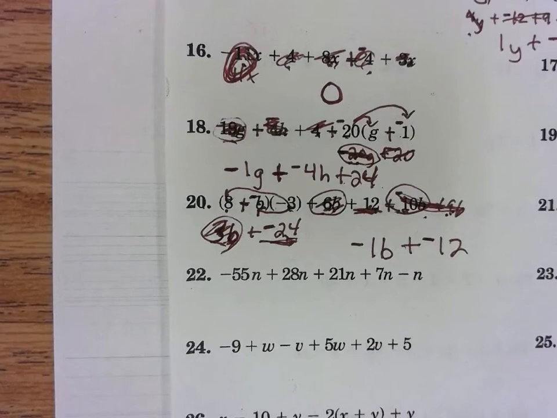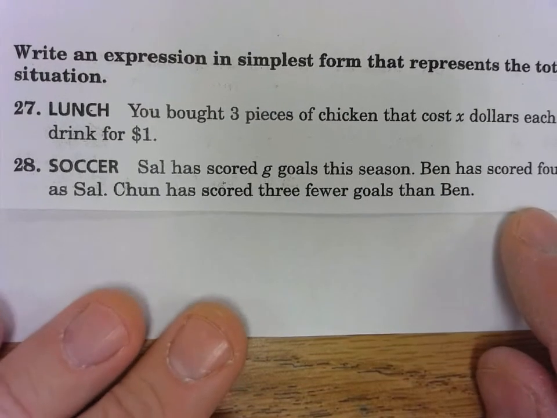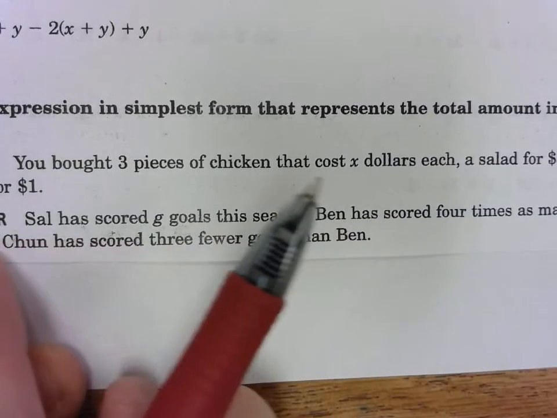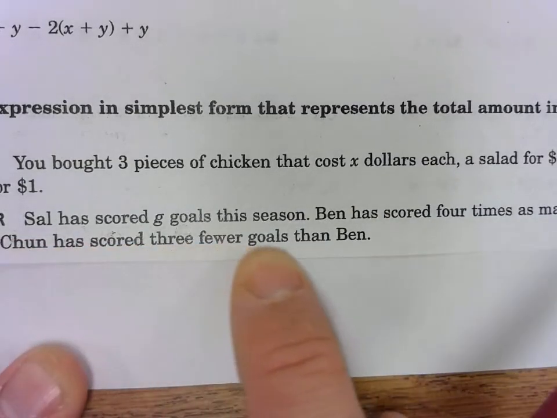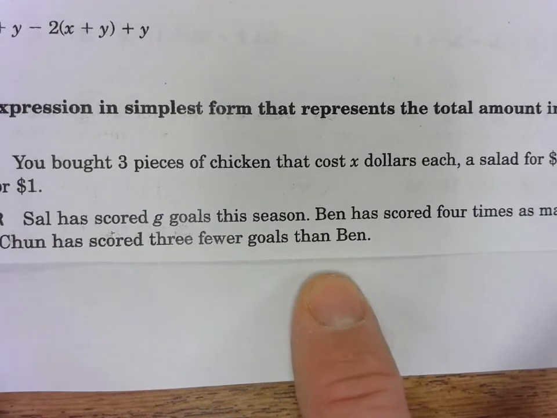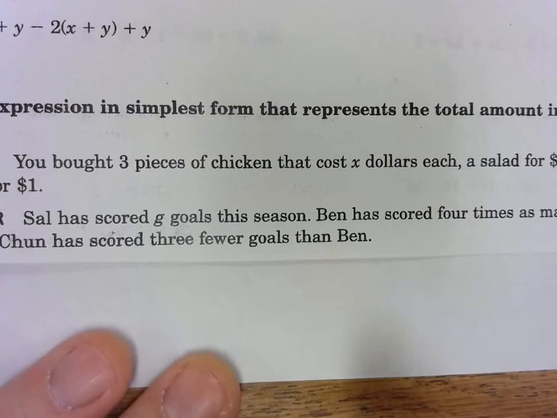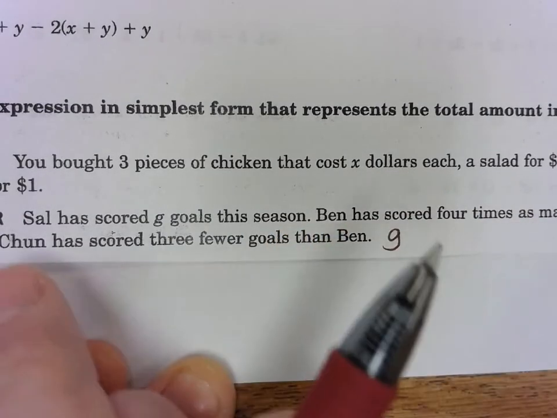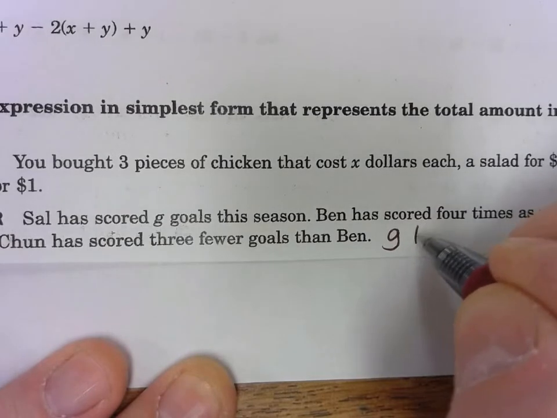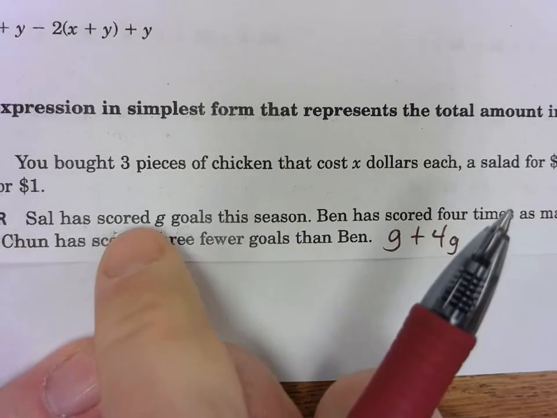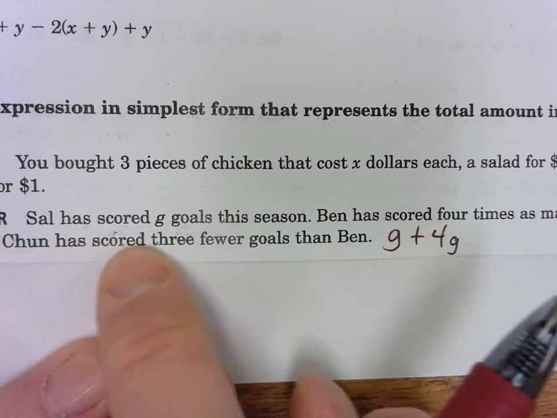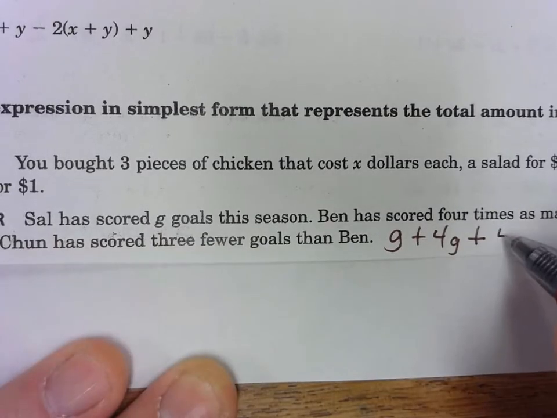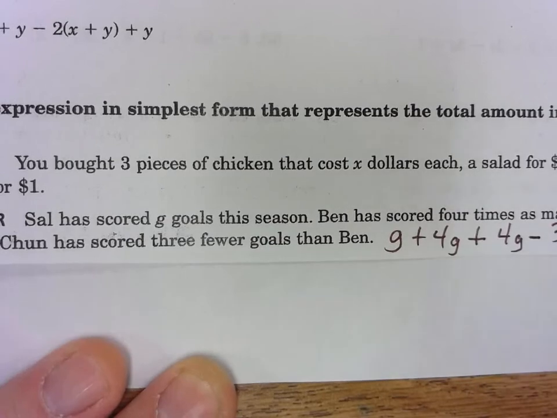It looks like I got time to do one more, so I'm going to go down here and do the word problem about Sal. Alright, it says Sal has scored G goals this season. Ben has scored 4 times as many goals as Sal. Chun has scored 3 fewer goals than Ben. And you're supposed to write an expression that represents how you get the total. Alright, so Sal is G. Ben has scored 4 times as many as Sal, so that would be plus 4G, because 4 times as many as Sal would be 4G. Chun has scored 3 fewer goals than Ben, so plus, and then Chun would be 4G minus 3.